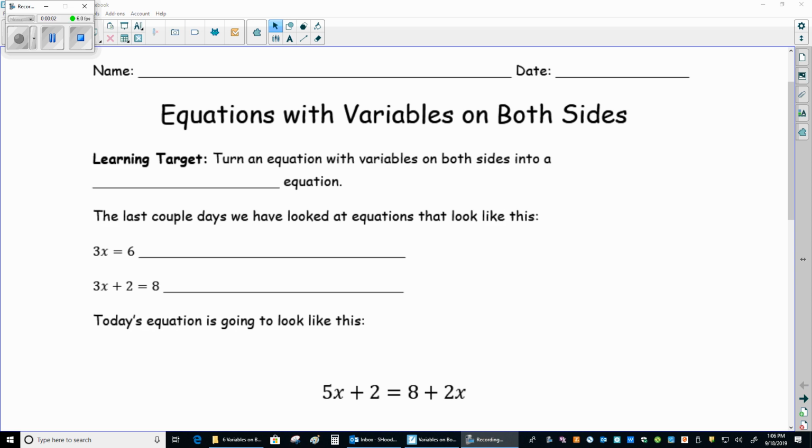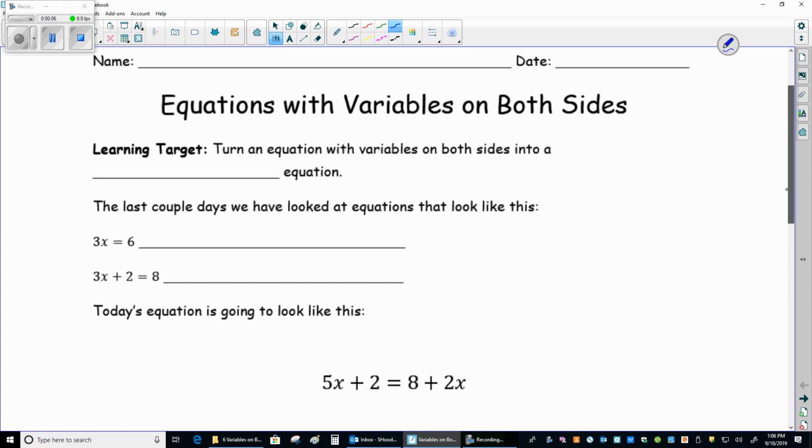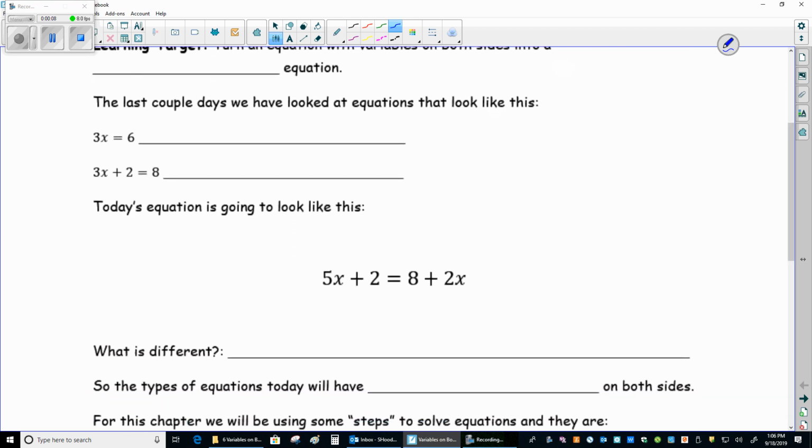All right, so some shorter notes today. Today, again, we're going to look at equations, like for the whole chapter. And so far, we've looked at ones that look like these top two right here. Like this one right here has a name. It's called a one-step equation.